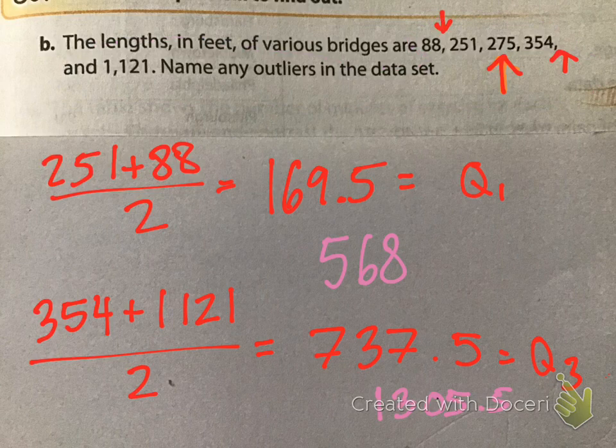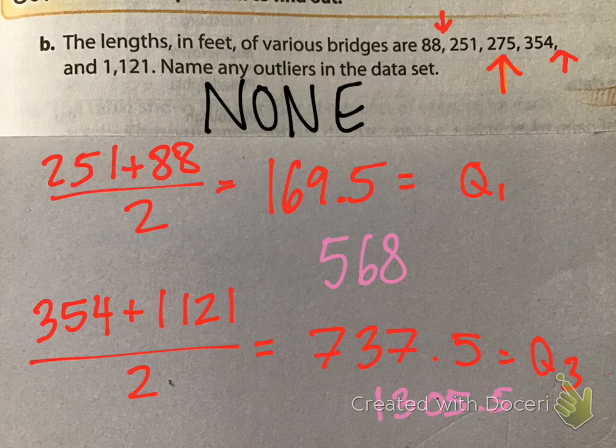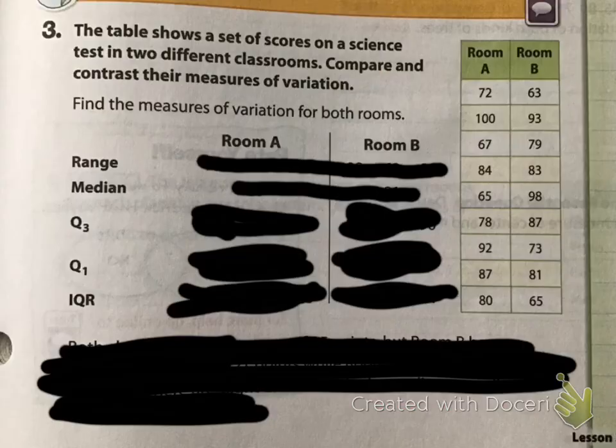So, or not in our interquartile range, but it's encompassed in it. So do we have any outliers? The answer is none. We have no outliers. Name any outliers there? None. So let's look at this one.